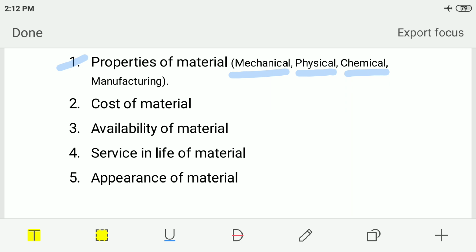Now, in the next video I am going to explain how engineering materials are classified, what their compositions are, and what the industrial applications of those materials are.